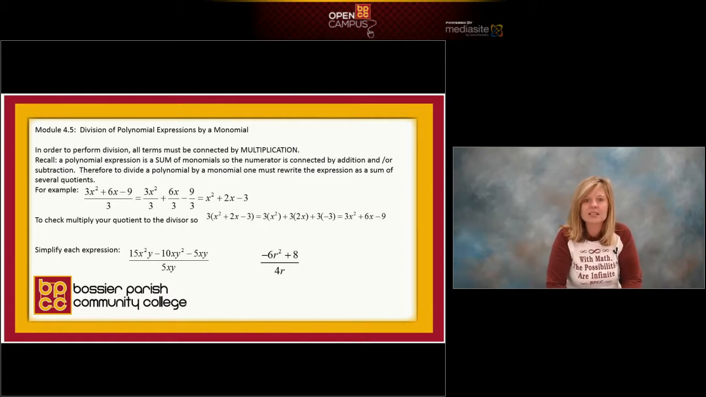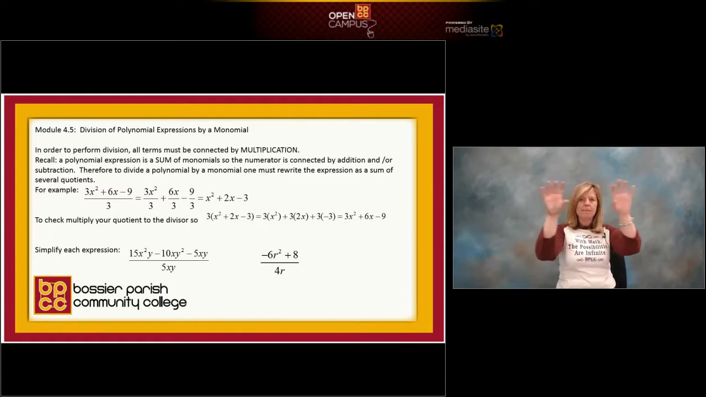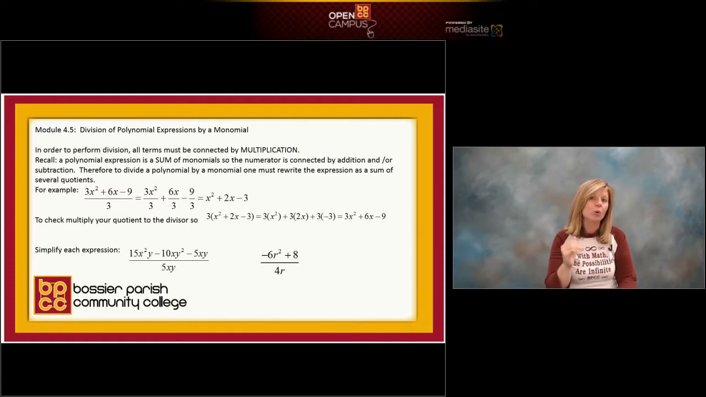Then we're going to bring down the plus sign. What's 6x divided by 3? Oh, that's 2x. Great. Then we're going to bring down the minus sign. What's 9 divided by 3? Oh, that's 3. So the only way to divide a polynomial, many terms, by a monomial, one term, is to physically rewrite it as many little divisions. And when you write it as many little division expressions, you're dividing monomials. So our quotient here is x squared plus 2x minus 3.